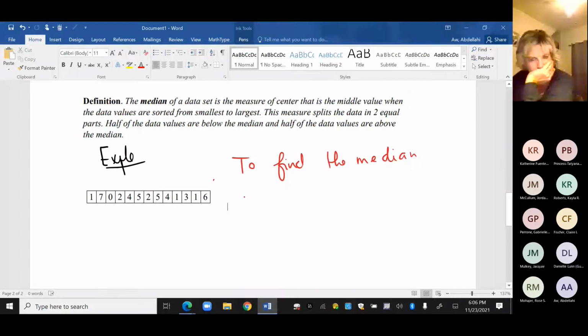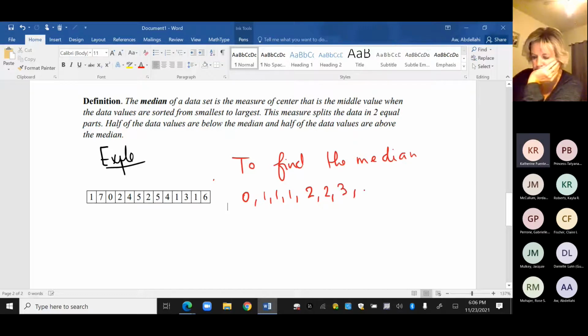The smallest is 0, right? And then we have three 1s: 1, 1, 1. Do you have any 2s? We have two 2s: 2, 2. And any 3s? One 3. Two 4s, right? One 5 or two 5s. One 6 and one 7, right? Counting: 1, 2, 3, 4, 5, 6, 7, 8, 9, 10, 11, 12, 13. Okay, that is the reordering.